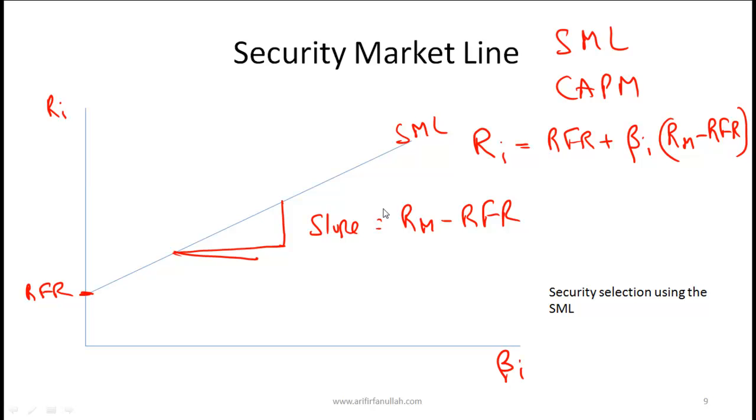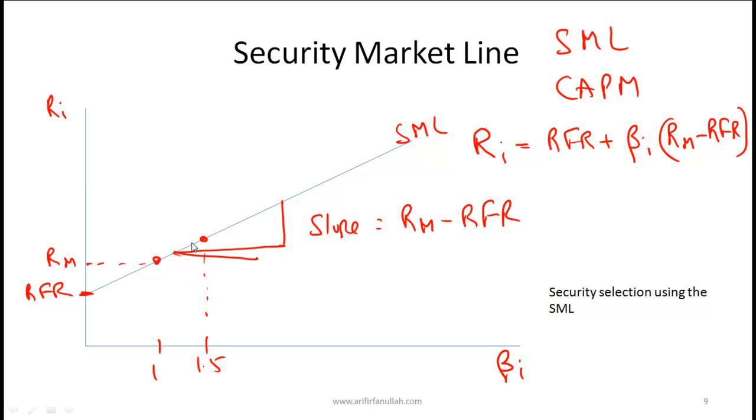And essentially what the SML is telling us is, for a given level of risk, let's say that this represents beta equal to 1, which is the market risk, what is the return that we require? So if the riskiness is given by beta equal to 1, then we require the market rate of return. If the riskiness is, say, 1.5, then we will require a return that is above the market rate.